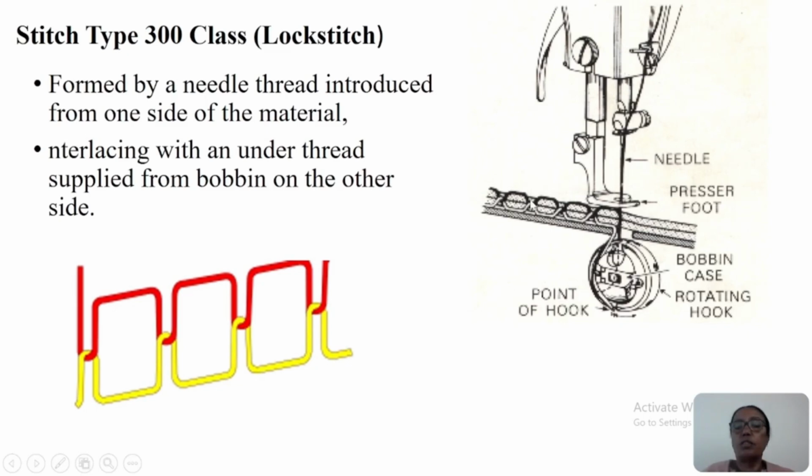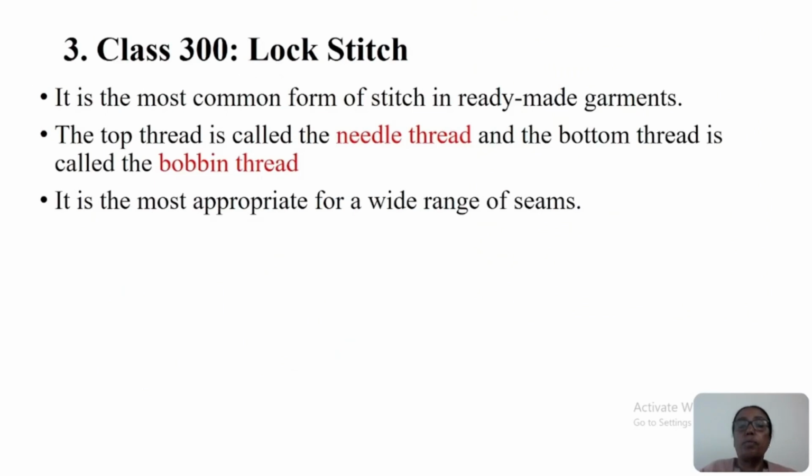You will see this one. The black one is the upper thread or the needle thread. In the lower, the white one is the lower thread. It travels through the bobbin case. The class 300 lock stitch is the most common form of stitch in ready-made garments, especially apparel garments, all already done with this stitch.